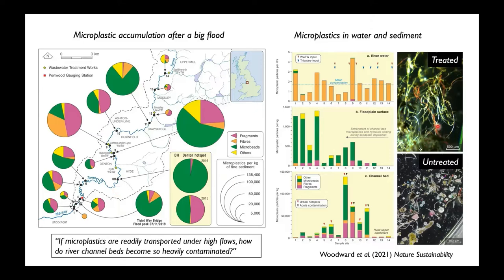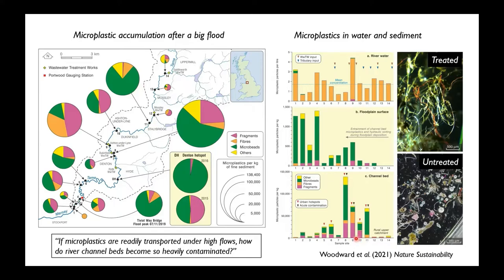We found that treated wastewater has low concentrations of fibers. So these are water samples at the same locations with low concentrations of microplastics. But on the channel beds in the urban environment, we found concentrations up to 130,000, 140,000 microplastic particles for every kilogram of sediments, very high concentrations on the channel bed. And these were the full assemblage of microplastics.